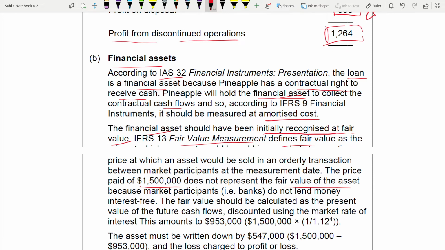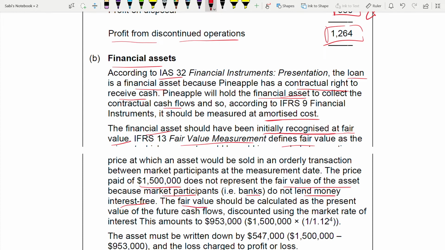Because this is an interest-free loan. But normally in the bank, if you give this loan, they will charge an interest of 12%, right? So that means market participants. Who are the market participants here? The banks. They will not lend this money interest-free. This 1.5 million, they will charge interest on this. How much? 12%. Clearly they have mentioned. So how are you going to calculate the fair value now?